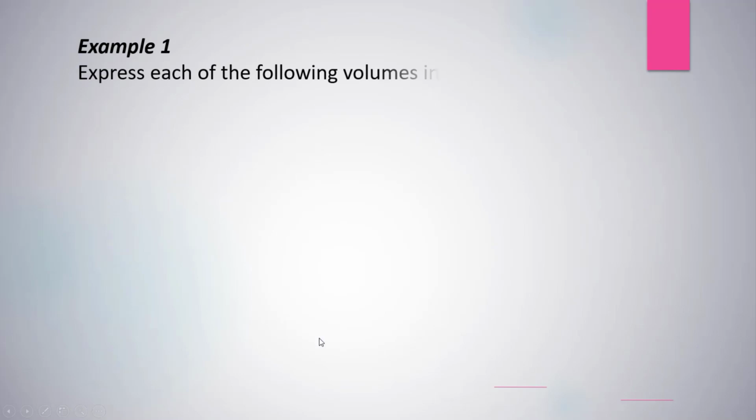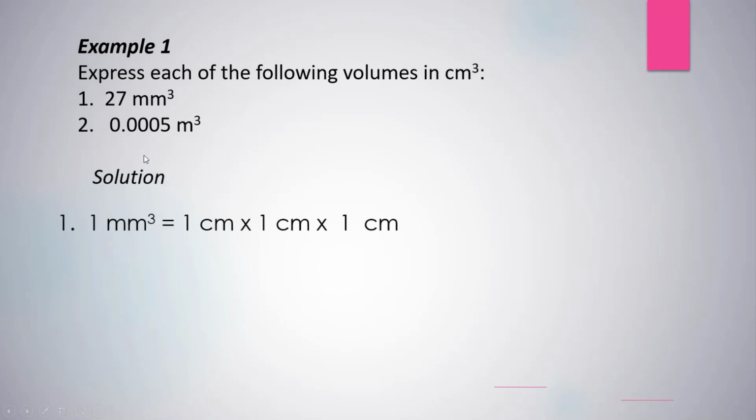Let's look at an example. Express each of the following volumes in centimeters cubed. These are the ones to express. Okay, now 27 millimeters cubed. 27 cubic millimeters. Now, 1 cubic millimeter should be 1 times 1 times 1. This is a mistake. This should be millimeter, m. 1 times 1 times 1 to make 3.